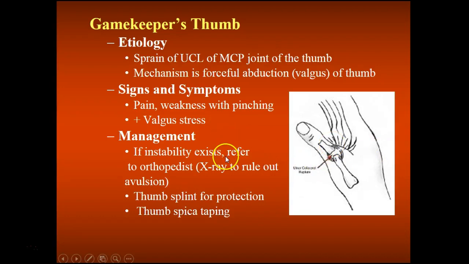So what do we do for it? If instability exists, then we refer to an orthopedic physician to get an x-ray to make sure there wasn't an avulsion off of either the metacarpal or the actual phalanx itself. So once we rule out an avulsion fracture, then we really honestly just splint it and or tape it. And what we would do, those of you taking the lab, is we'd bring that thumb in towards the fingers and tape that thumb into an adducted position so that that patient doesn't move as much into abduction.